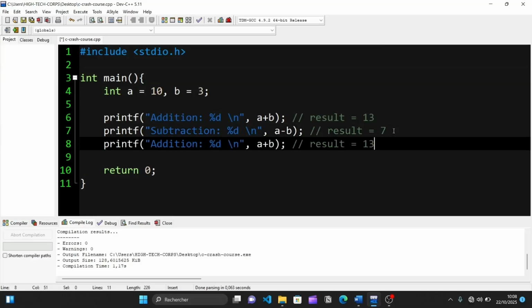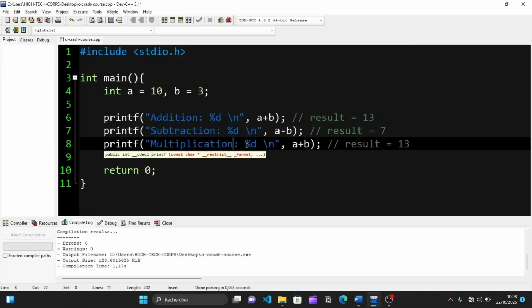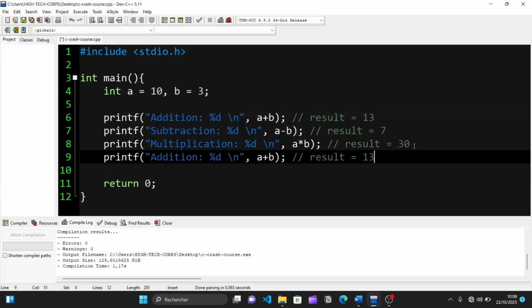Now let me do the same thing for the next operator, which is going to be the multiplication operator. As usual, the format specifier remains %d for integers, but the operation is going to be changed from A plus B to A times B. The multiplication operator or times is represented by an asterisk. Now we know that 10 times 3 is going to give us 30, so 30 is our expected result. And I will do the same for division.